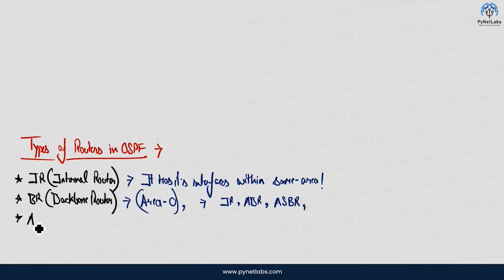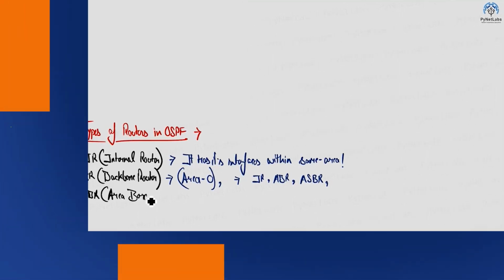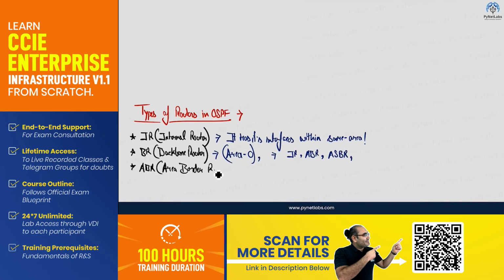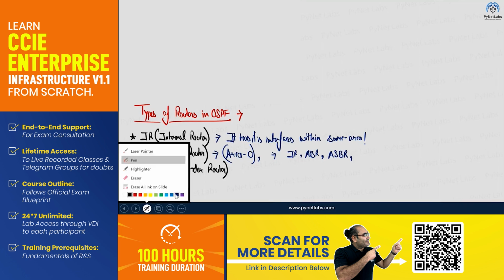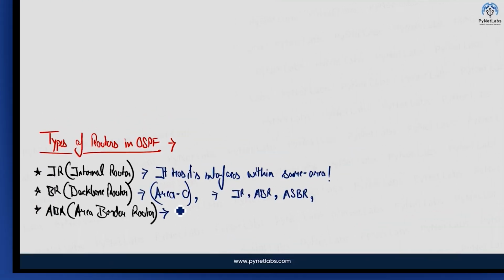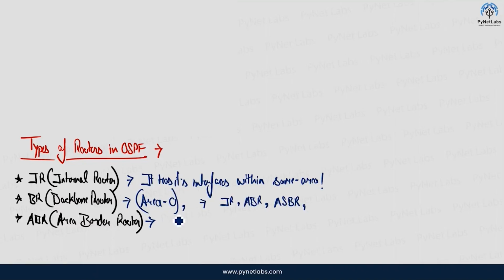Then the third we have is ABR, which we call the area border router. Defining this area border router, it is nothing but the router which joins two areas together, or joins multiple areas together.